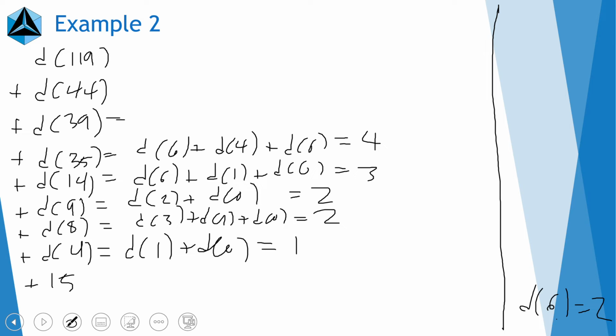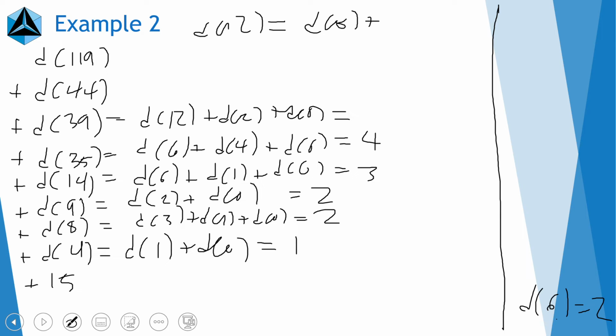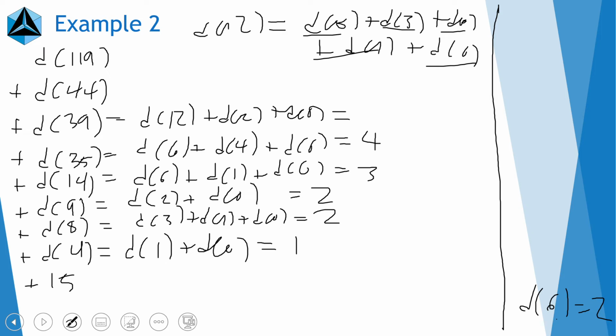Next, for d of 39, this is going to be d of 12 plus d of 2 plus d of 0. Now we have to compute d of 12 because we don't know what that is. d of 12 is equal to, the non-1 divisors are 2, 3, 4, 6, 12. So we're going to get d of 5 plus d of 3 plus d of 2 plus d of 1 plus d of 0. 5, 3, 2 are all prime. d of 0 is going to give us 1, and d of 1 is going to give us nothing, so we get 4 here. d of 12 is 4, I apologize.